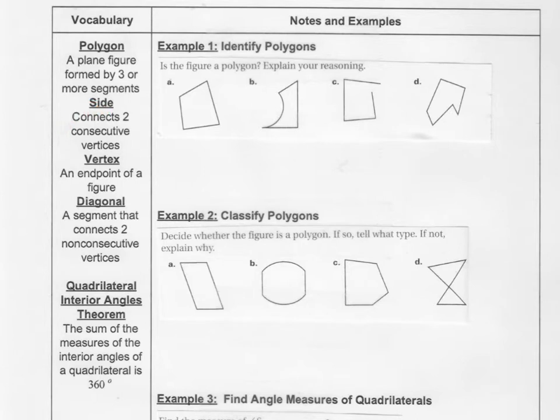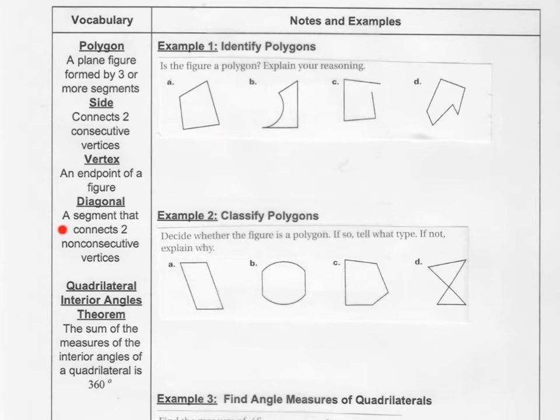A side, which again is just a segment, just a piece of it, connects two vertices. Now, a vertex point is an end point of the figure. So that would be right here, like this one has four vertices, or four end points, okay? And it's made just by the two sides. Two sides come together, they make a vertex.